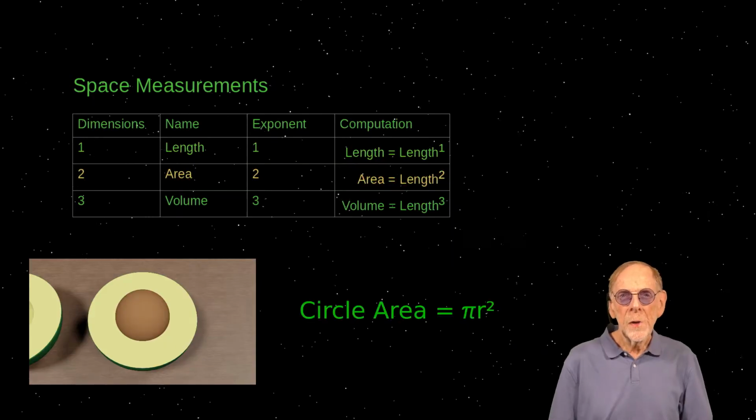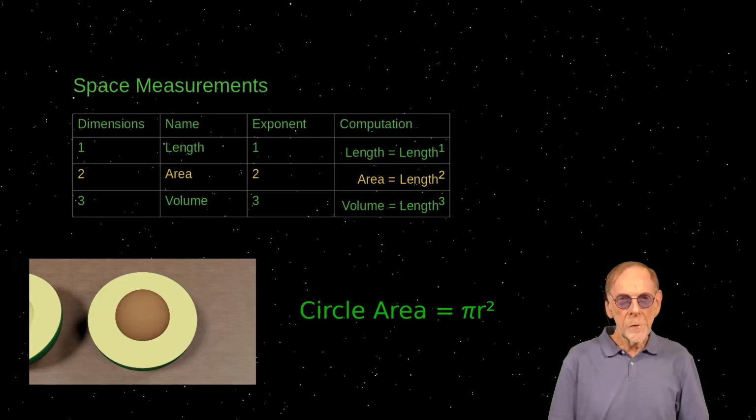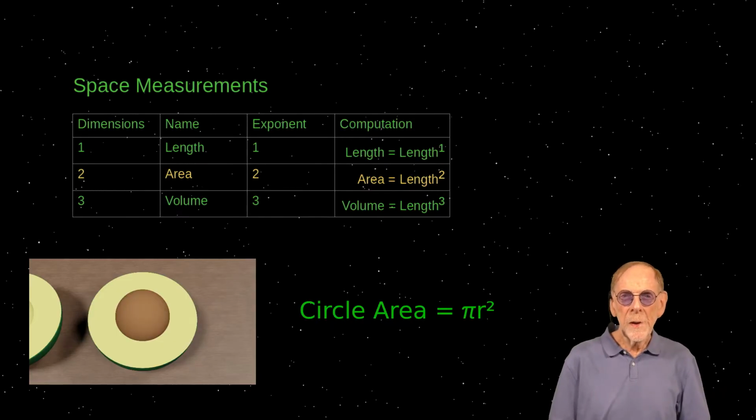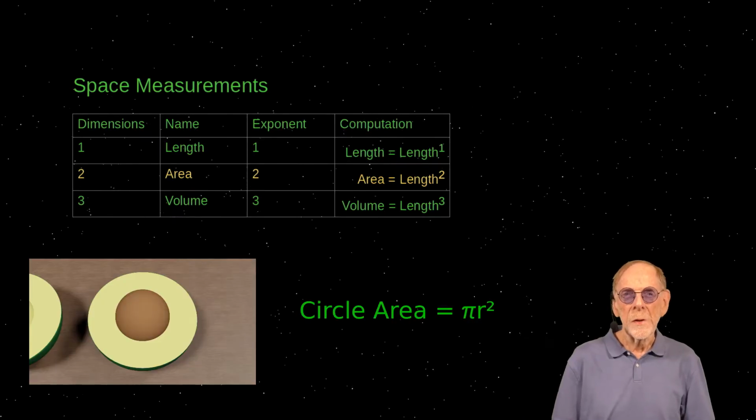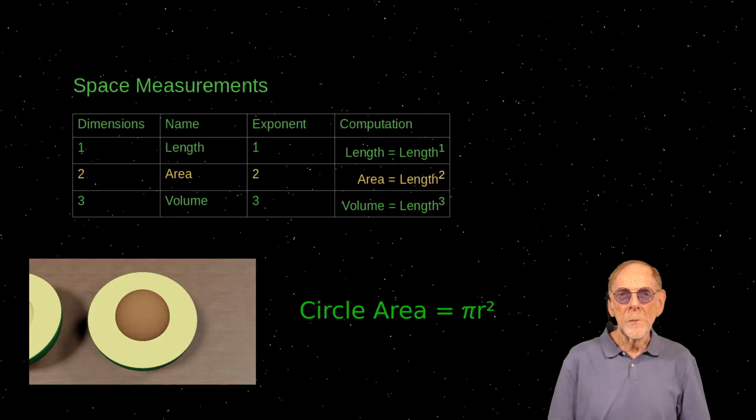For 2 dimensions, a measure of area, the exponent is 2, area is length squared, so a sliced avocado's surface area minus the pit is 3 times the pit's surface area. Okay, not so bad. 1 part pit, 3 parts avocado.